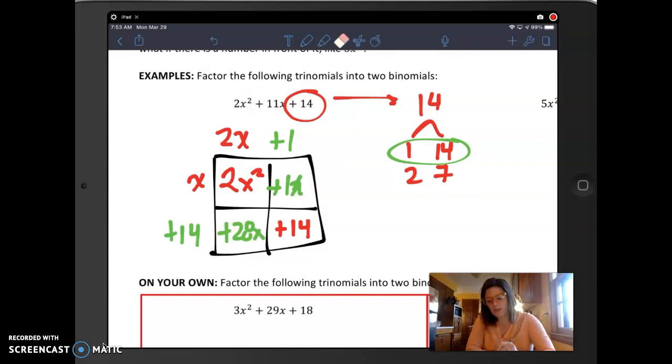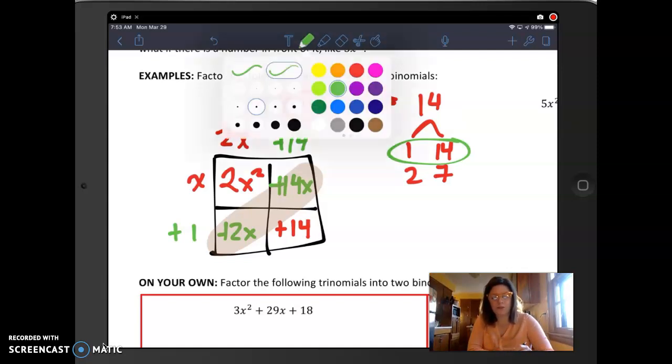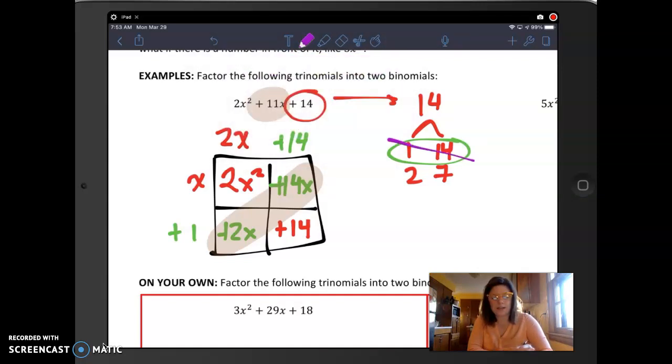However, when we are doing these, because we have the 2 in front of the x, it makes a difference whether we put the 14 on the top or on the side. So let's take a look. x times 14 is 14x. 2 times 1 is 2x. And if we added these two things together, we would get 16x. Well, that's not 11x. Well, that's all we got for 1 and 14. So 1 and 14 is not correct. And we need to try 2 and 7.